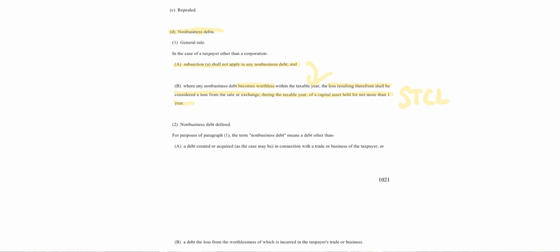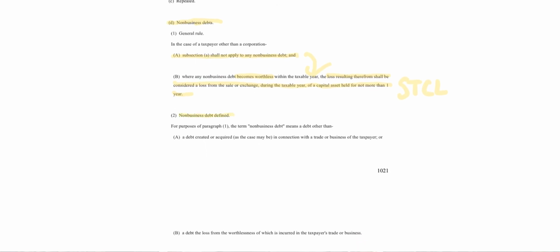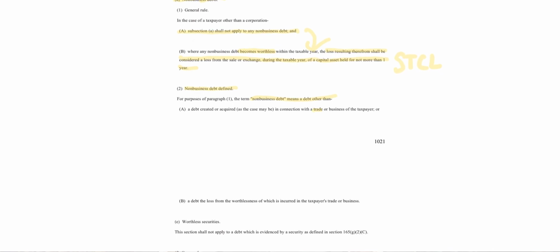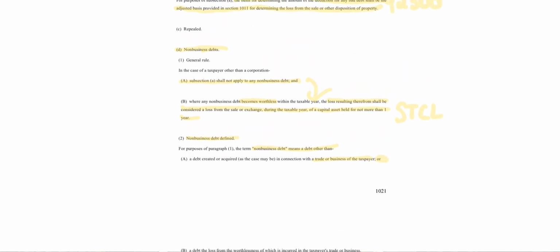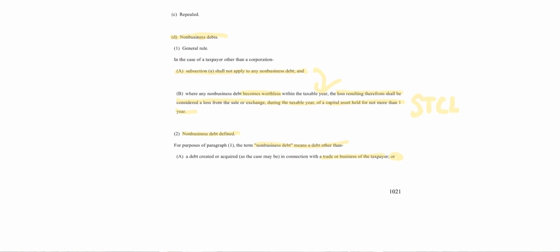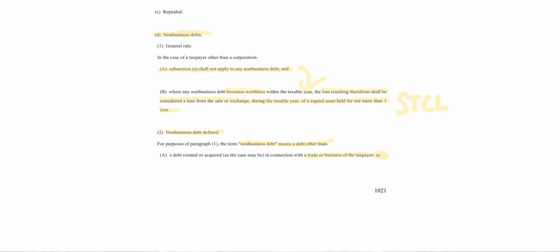And it defines what a non-business debt is. For purposes of paragraph 1, the term non-business debt means a debt other than a debt created or acquired in connection with trade or business, or, which was what she has, or, so the or language, a debt, the loss from worthlessness of which is incurred in the taxpayer's trade or business. So what we have here in this situation is a non-business debt because that's here. It's not a trade or business. She's loaning her friend Nathan money, and then the entire amount becomes worthless.